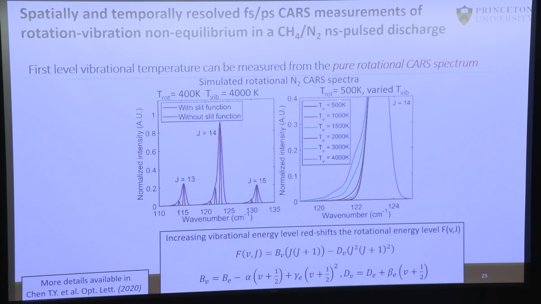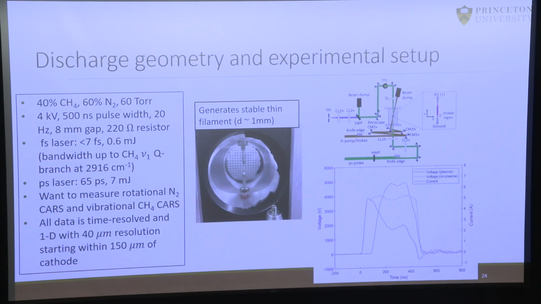By fitting this redshift, you can fit the vibrational temperature. For vibrational temperature you don't need to be accurate to a few degrees. You only need it within hundreds of degrees, and that is fine. So you can measure this vibrational temperature very conveniently by using just one femtosecond laser.